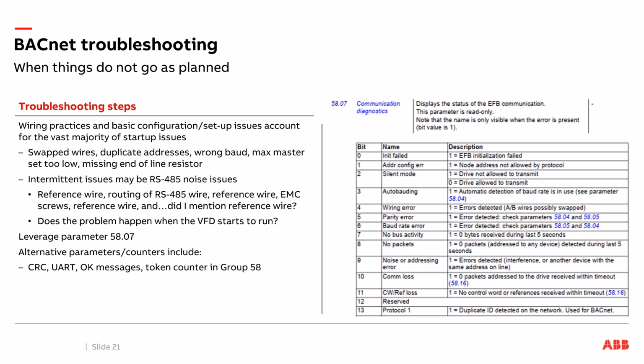There are other counters available in the drive. It happens to be in group 58 of the drive: CRC errors, UART OK messages. If you're an old school technician, you already know what those are, and those can help troubleshoot what the core problem is.